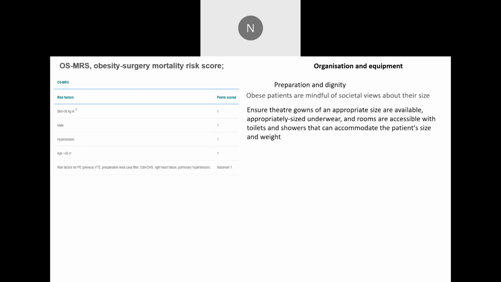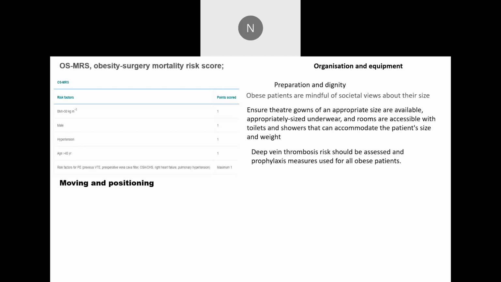And there is a scoring system called OSMR, obesity surgery mortality scoring, which is used very frequently now. You can use this to assess risk: BMI, male sex, hypertension, age, all these risk factors are taken, and any previous incidents of pulmonary embolism or venous thromboembolism are also taken into account. And when you organize the patient for morbid obesity, you have to organize the OT, and deep vein thrombosis should be assessed and prophylactic measures should be taken.